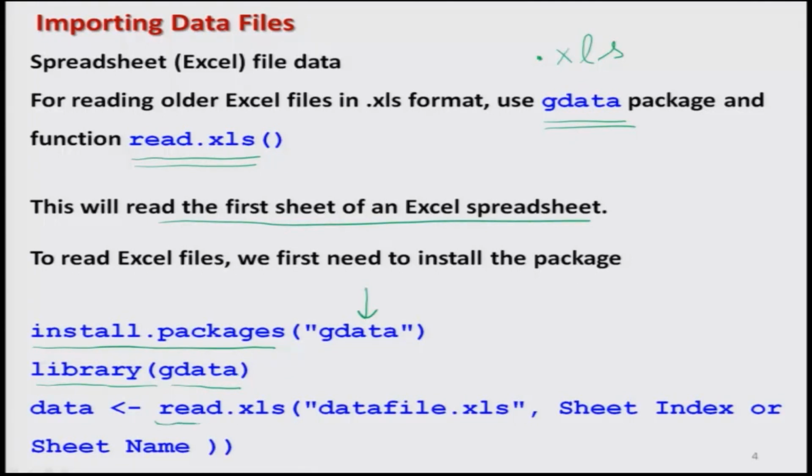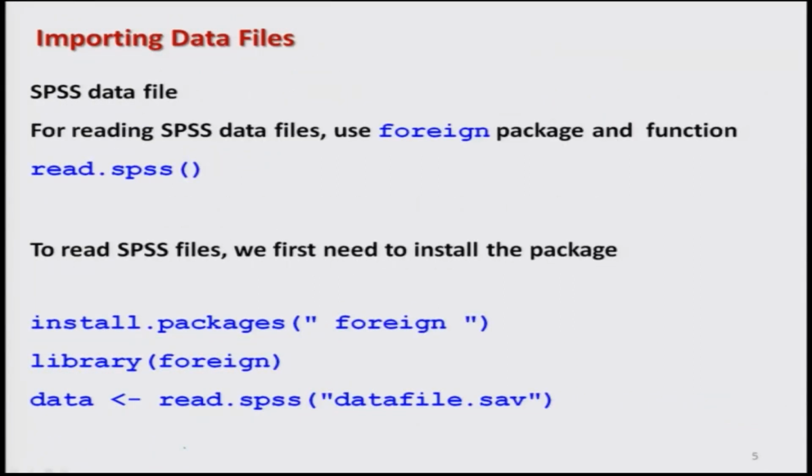So, for that use the command read.xls, give the name of the file, and here you have to specify the sheet index or sheet name exactly in the same way as we did in the case of the .xlsx format. So, that is pretty simple actually. Now, we take another source from which the data can come.